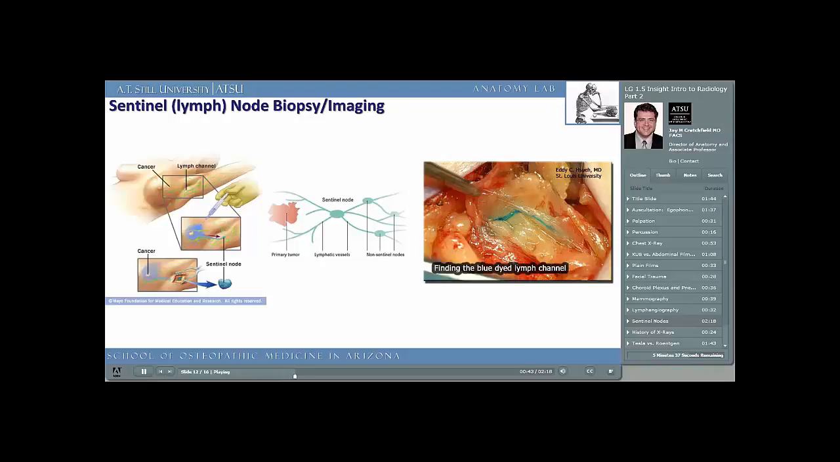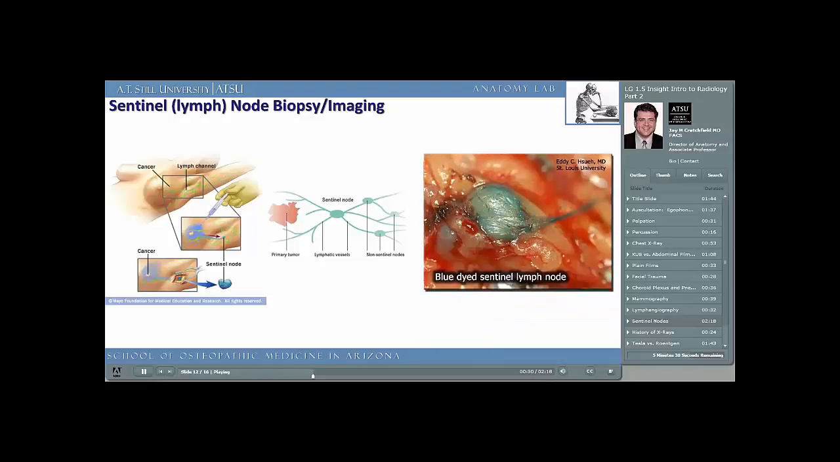These images show how the blue dye progresses in the lymphatic channel, and eventually a lymph node is stained blue. This blue node is called the sentinel lymph node. As the images show, the sentinel node is the first node draining a chain of lymph nodes or receiving cancer cells from a tumor. It stands at attention like a sentinel in the military guarding a fort.